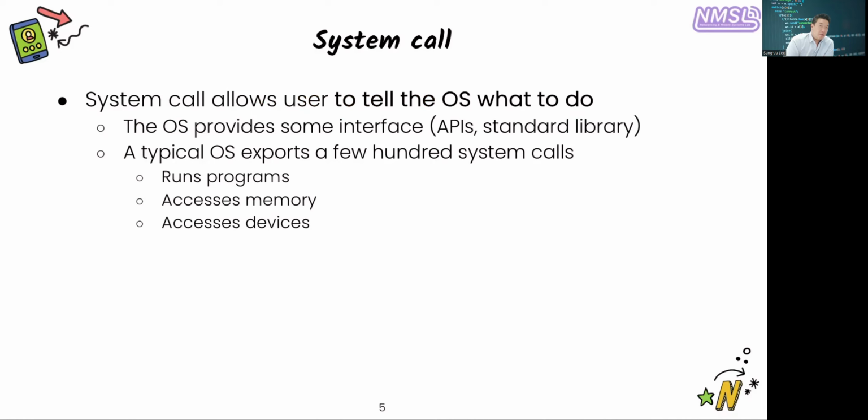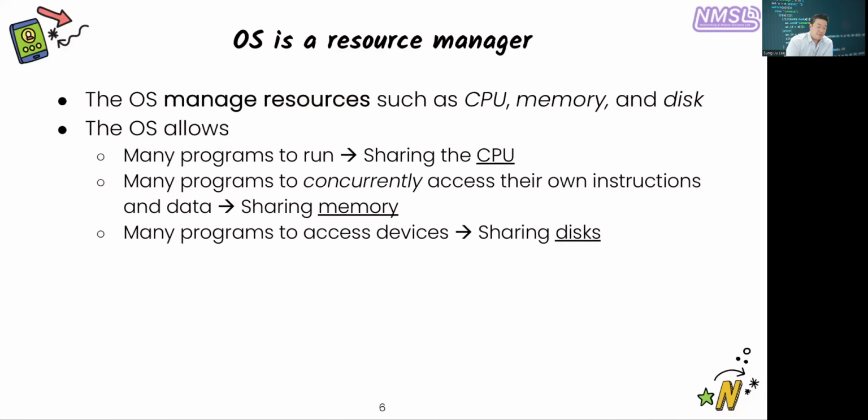Again, if you think back to 209, we learned a lot about different system calls. A system call is what allows us, the users, to tell the OS what to do. The operating system kindly provides some interfaces that we can use to do this, for instance, APIs and standard libraries. A typical operating system exports a few hundred system calls. It runs programs and accesses memory and devices.